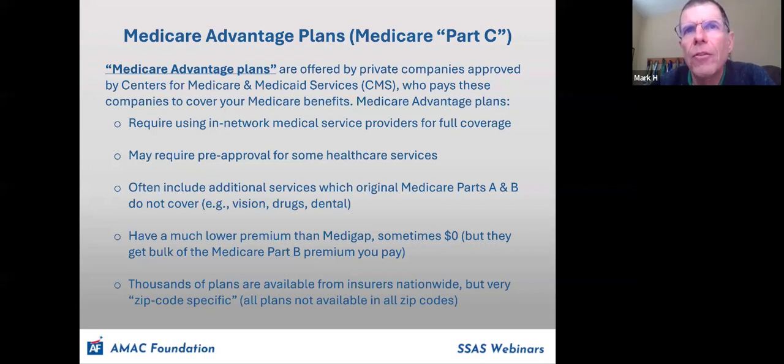I always advise clients to go online and do your research. There are lots of tools online that will compare plans and help you figure out, number one, whether Medicare A, B, and D plus a Medigap or supplemental plan is best for you, or whether an MA Medicare Advantage Part C plan is best for you.